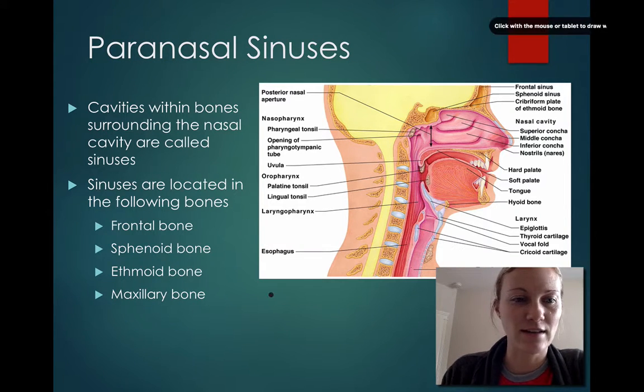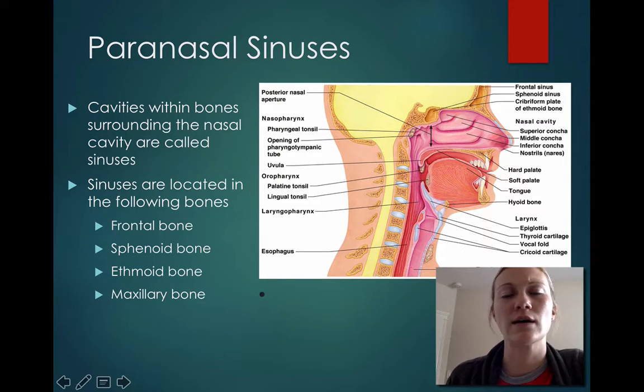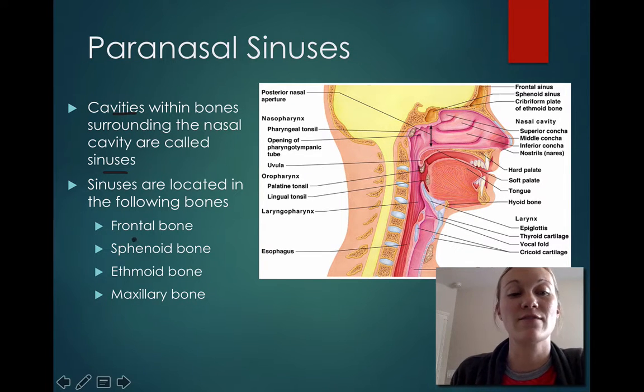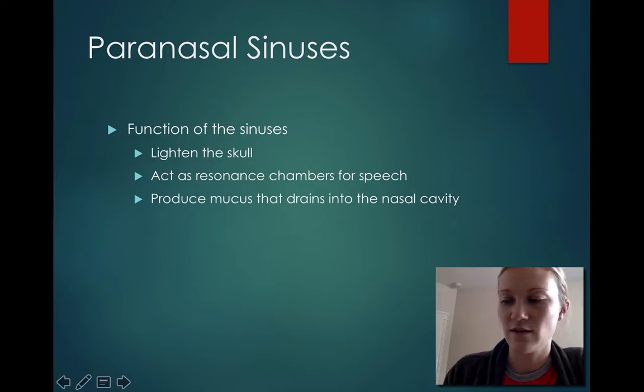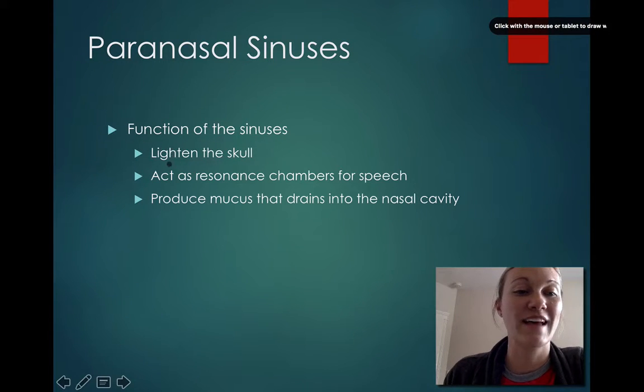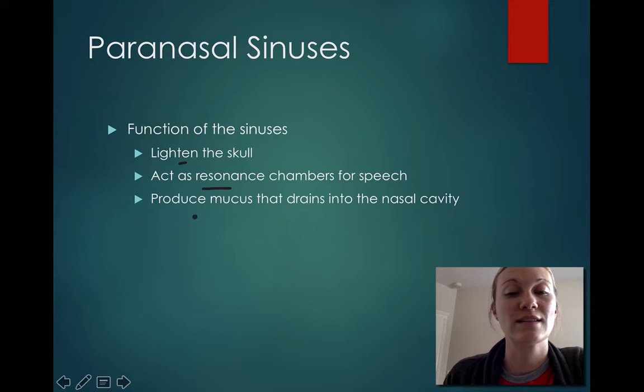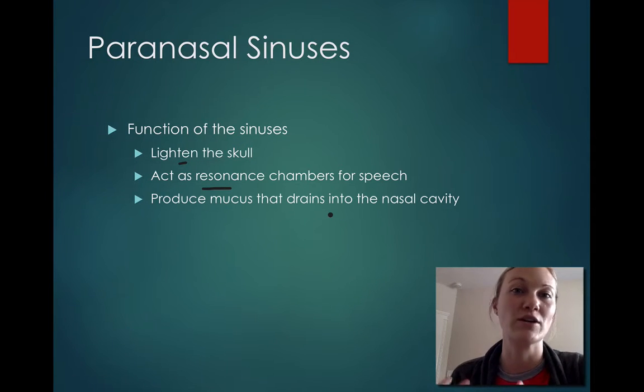Then we get into the paranasal sinuses. When we were going through the skeletal system, I guess the trimester before, we talked about how the sinuses help to lighten your skull. So the cavities within the bones that surround the nasal cavity are your sinuses. They're located in the following bones: the frontal, the sphenoid, the ethmoid, and the maxillary bone. The function of the sinuses is to help lighten the skull. They also act as resonance chambers for speech, and then they produce mucus that drains into the nasal cavity. So sometimes you can get a sinus infection where you have too much mucus there.